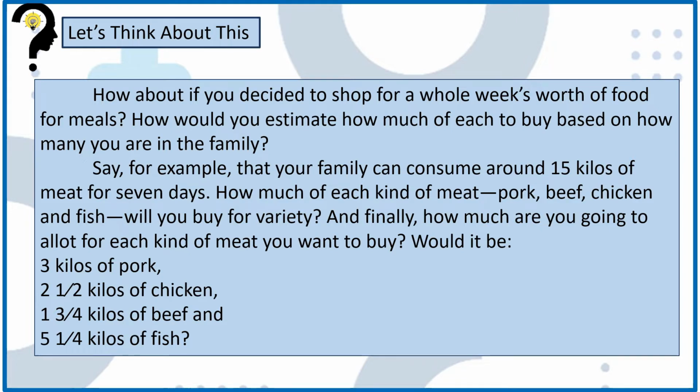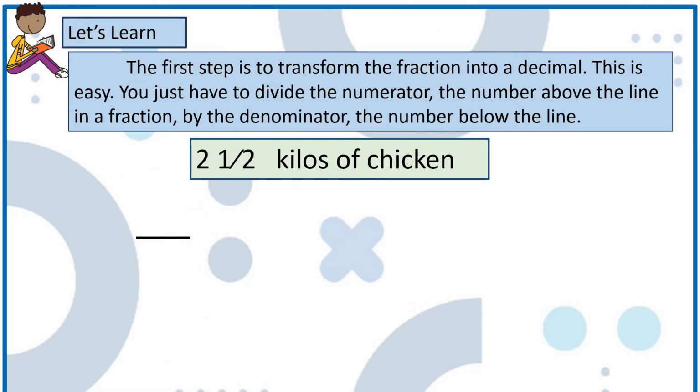Would it be 3 kilos of pork, 2 1/2 kilos of chicken, 1 3/4 kilos of beef, and 5 1/4 kilos of fish? To estimate the mixed number, the first step you need to do is to transform the fraction into decimal. This is easy. You just have to divide the numerator, the number above the line in a fraction, by the denominator, the number below the line.